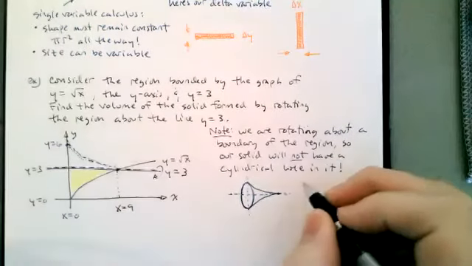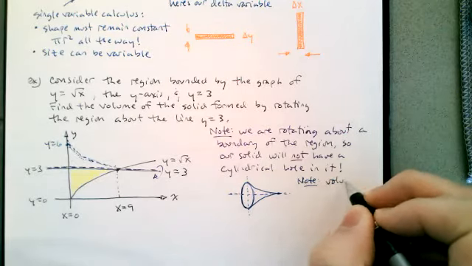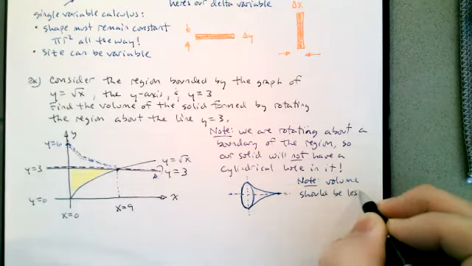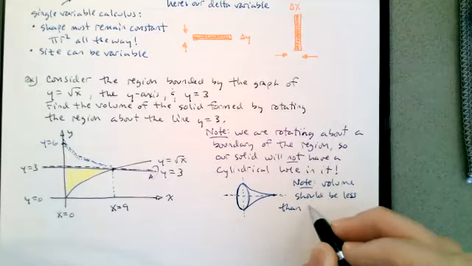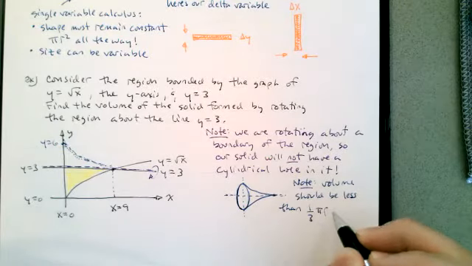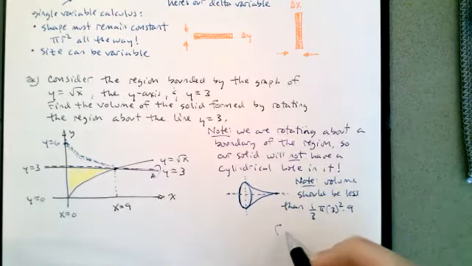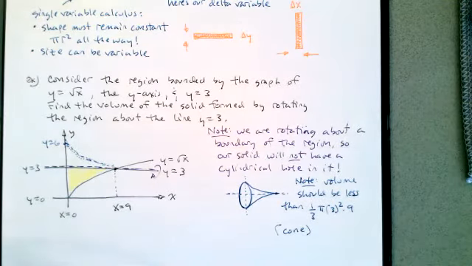So we should also note our volume should be less than the volume of a cone, which is 1/3 pi r squared times h. So 1/3 pi times the radius 3 squared times the height, which is 9. The volume of a cone.